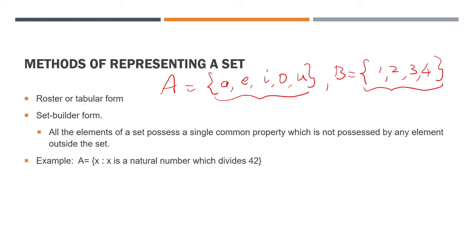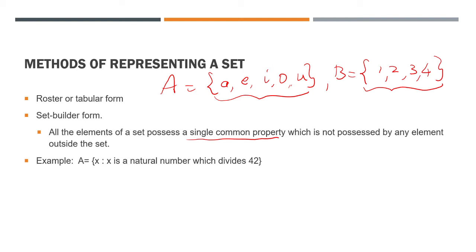The next form is set builder form. In this set builder form, it is represented as all the elements of a set which possess a single common property. So what is the single common property which all the elements of the set possess?